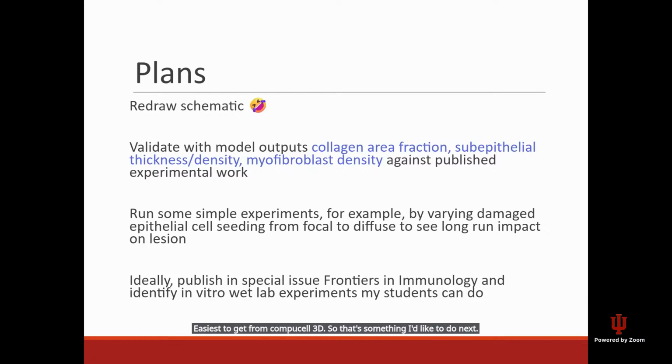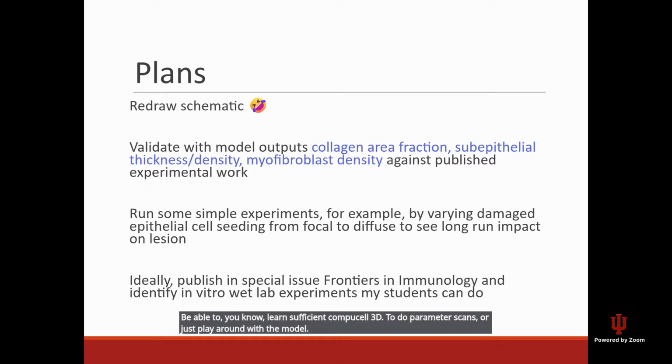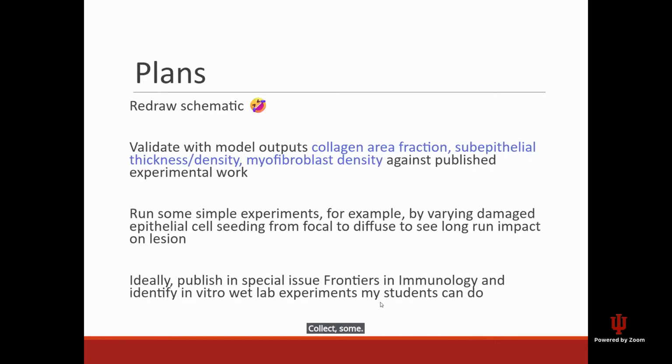Run some simple experiments, and then ideally publish, and also figure out what sort of in vitro wet lab experiments my students can do that could connect to this. I would like them to learn sufficient CompuCell3D to do parameter scans or just play around with the model, but I'd also like them to be able to collect some data as well.